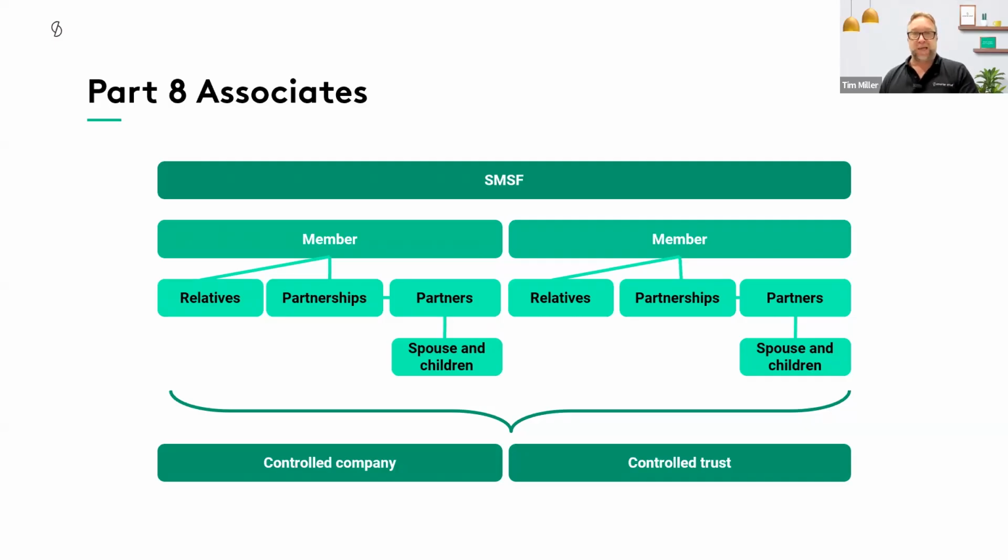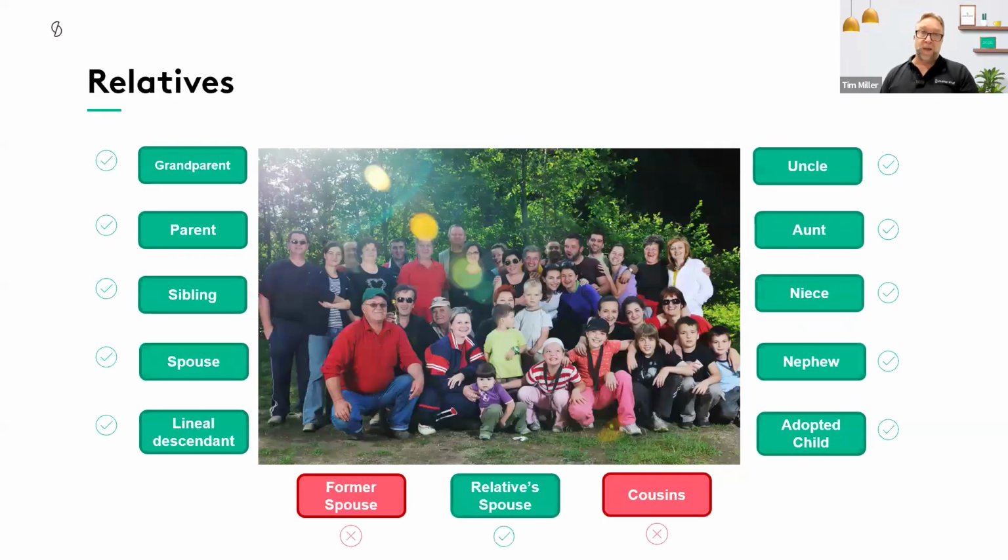So we need to have an understanding of these various parties as well. Things like relatives: it's important to work our way through the definition of relative, and that definition under 10.1, so effectively under the related party rules, and then the broader expansion under Part 8 is slightly different to the definition of relative under 17A.